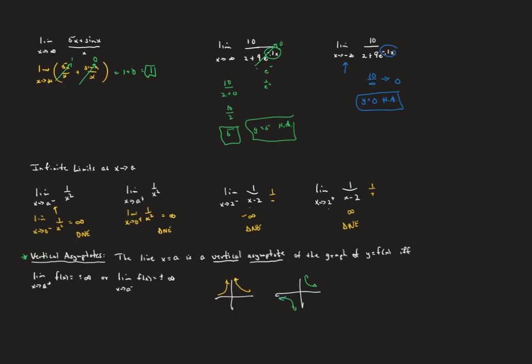Just for the record, it would be a very strange one, but it would conceivably be possible to have something like, maybe it approaches some finite number on the right, but still blows up and goes to positive infinity or negative infinity on the left. That still would be considered a vertical asymptote. All right, very good.